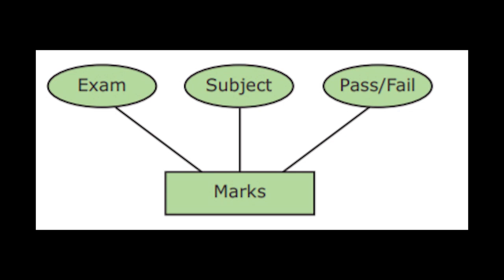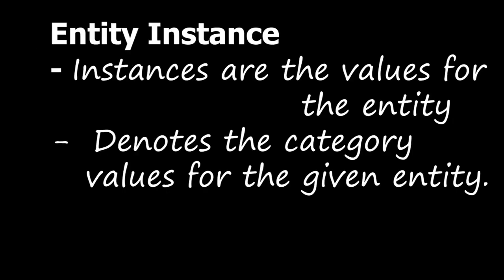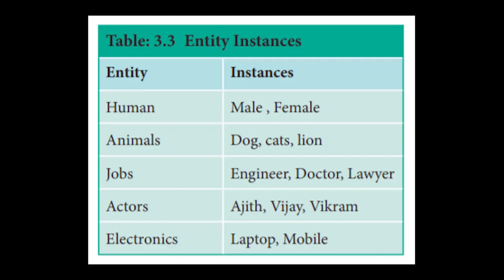Okay. And the next one is entity instance. Instance means it is like an example or the values of the entity. Okay. Here in this table, we have entity and instances. Entity, in the sense, if you say colors as the entity, you will say red, blue, green. These are all the instances. Here they have given human, meaning male and female are the instances. Animals, what are the instances? Dog, cat and all are instances.